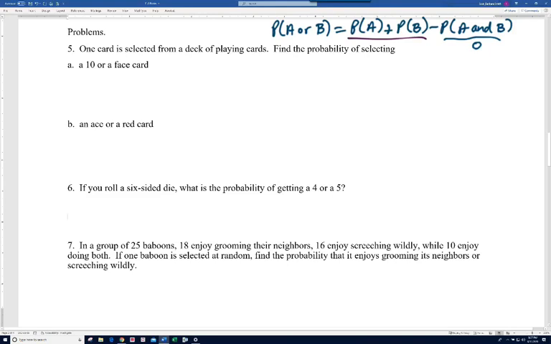All right. Number 5. One card is selected from a deck of playing cards. Find the probability of selecting a 10 or a face card. Well, you're picking one card. It's not possible to get a 10 and also get a face card. So the probability of getting a 10 or a face card is equal to the probability of getting a 10 plus the probability of getting a face card.